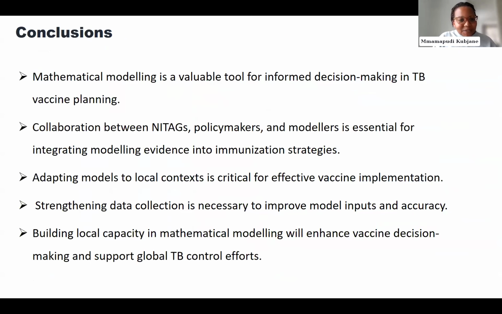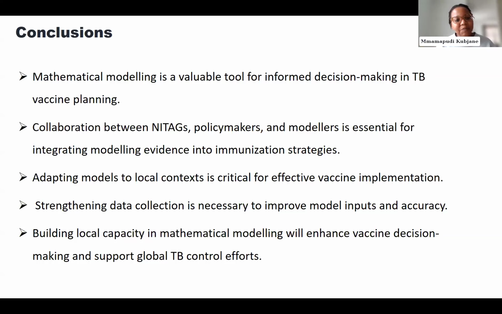Okay. Yeah, so I'll just summarize with that. Indeed, mathematical modeling is a valuable tool for informing decision making, and in this case for vaccine planning, for TB vaccine planning, it's a necessary tool. Collaborations between policymakers, other stakeholders, and NITAGs is essential at development or inception of studies and analyses, such as modeling TB vaccines, and just before implementation.